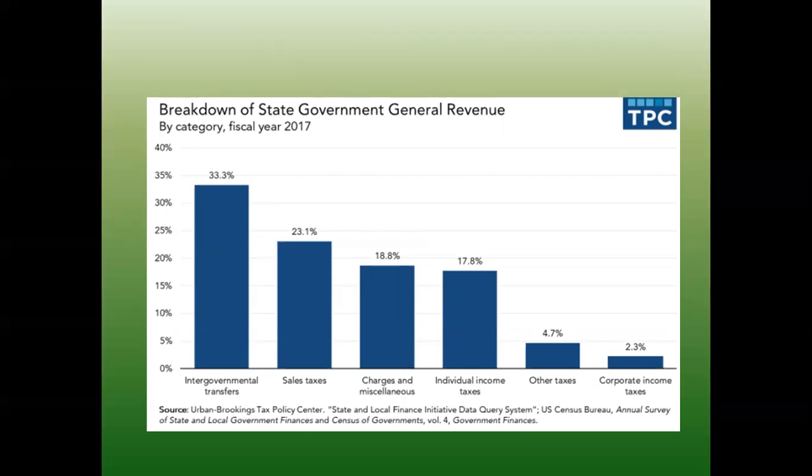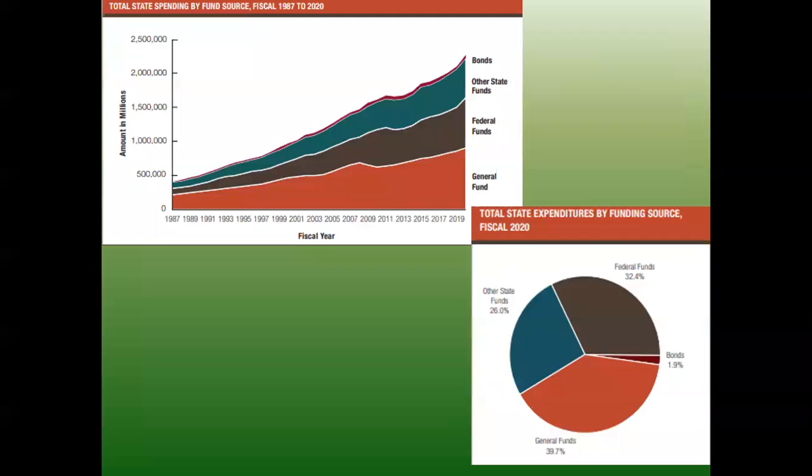The individual income tax comes in at about 17.8%. And at the bottom, corporate income taxes are a very small percentage of state government revenue, primarily because states compete with each other to attract business. So they don't want to tax businesses very heavily because that would be a disincentive for businesses to locate within their jurisdiction. And we'll talk a bit more about charges in a couple of minutes.